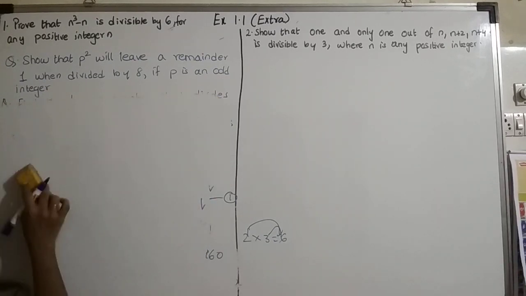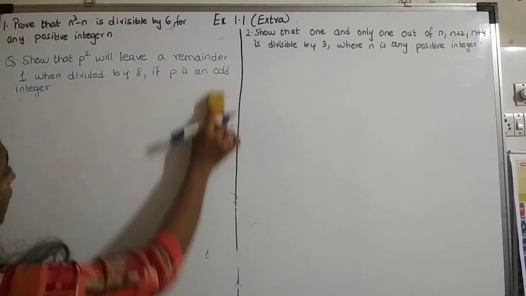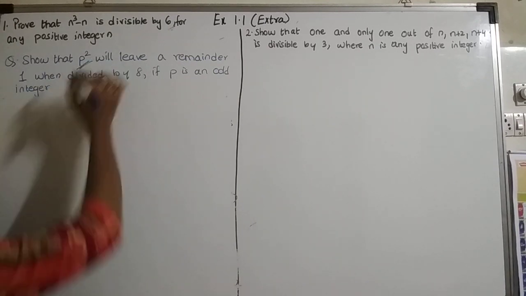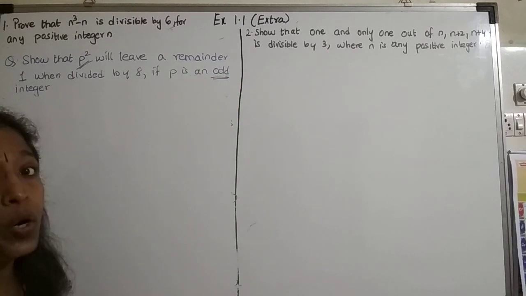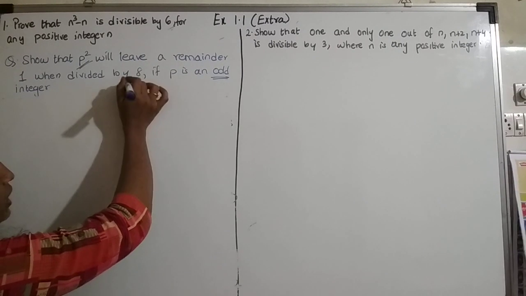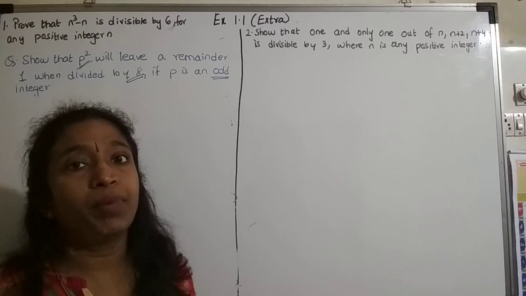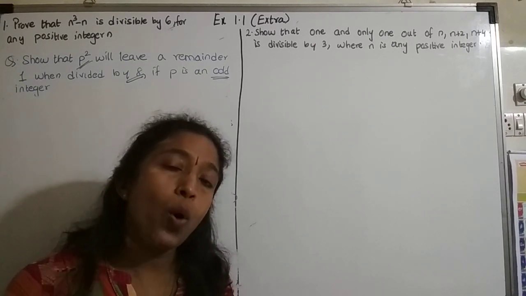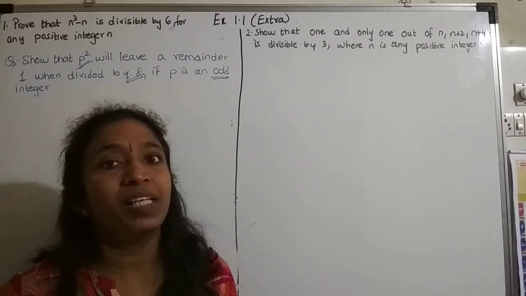Show that p square will leave a remainder 1 when divided by 8 if p is an odd integer. So p square means the square of any integer, but what kind of integer is it? An odd integer. So the square of any odd integer when divided by 8 will leave a remainder 1. The same question can be framed as: show that the square of any odd integer when divided by 8 will be of the form 8m plus 1.